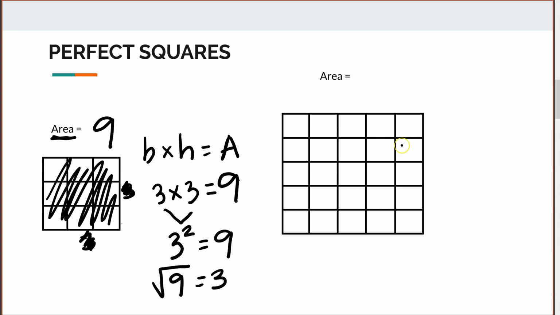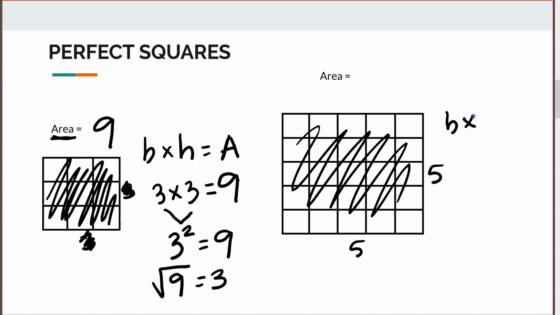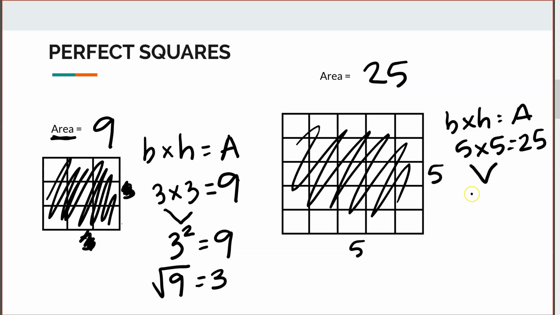Alright, so let's look at this one. This is another perfect square. We have here 1, 2, 3, 4, 5. So you get the picture. There is 5 on each side. So the area inside, how many little squares? If you remember, base times height is your area. So base times height is 25. So yes, 25 little squares. Again, how would I write this in a different way? 5 squared. 5 squared is 25.